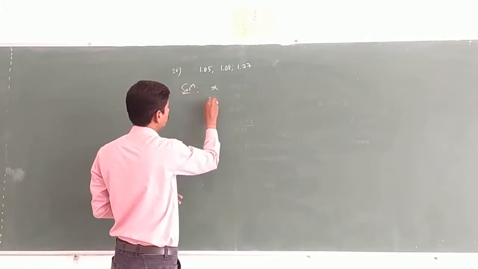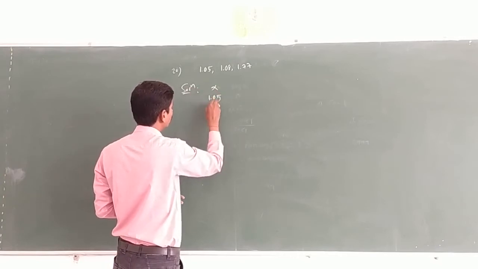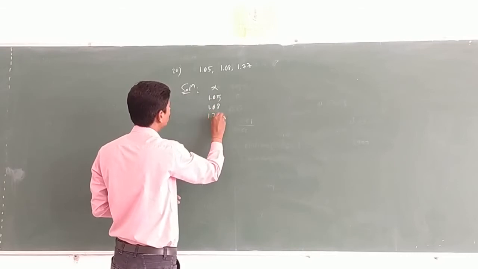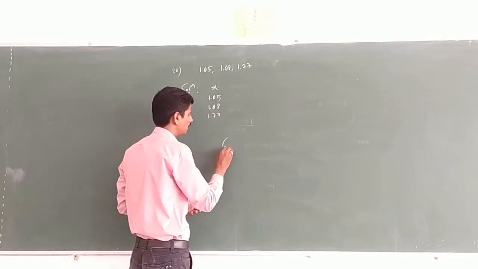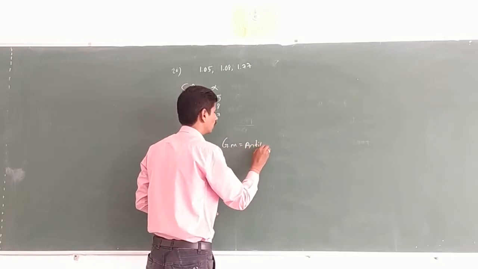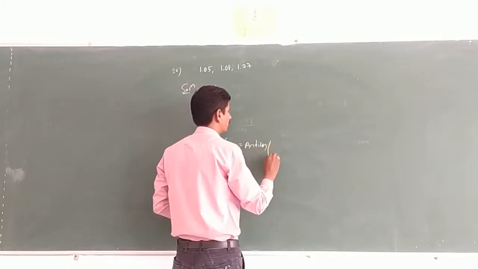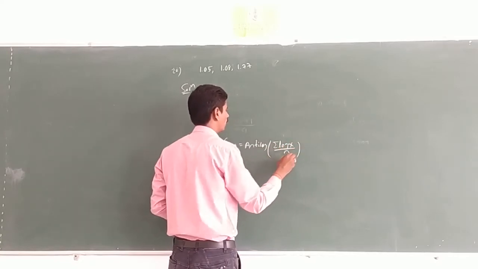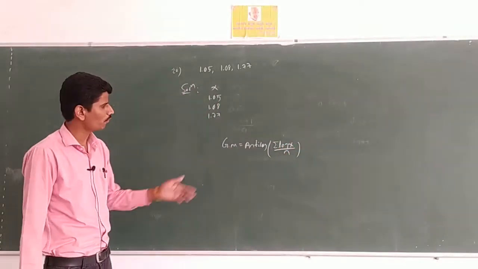These are x values: 1.05, 1.08, the last one is 1.77. Here we apply the formula: GM equals antilog of sum of log x by n.